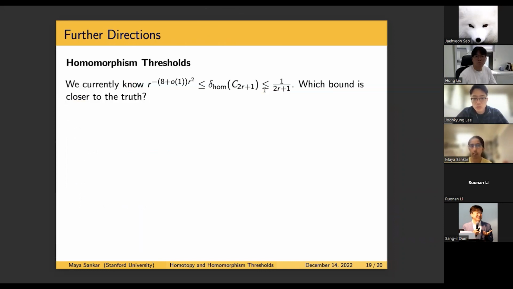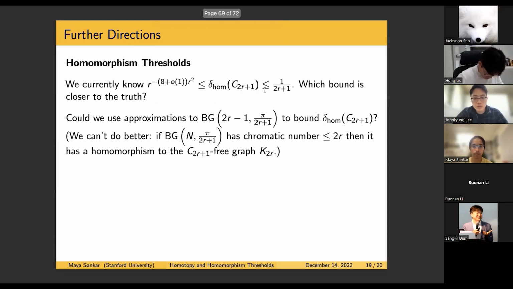And lastly, I wanted to talk about some further directions or open problems. So currently we've got this ginormous gap between the lower bound and the upper bound for the homomorphism threshold, and which bound is closer to the truth.